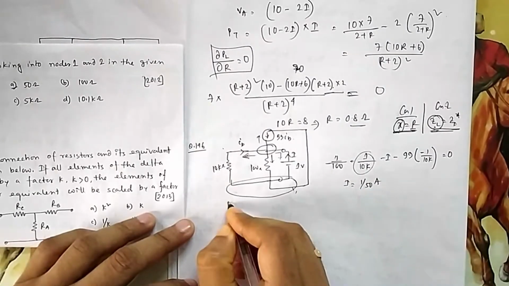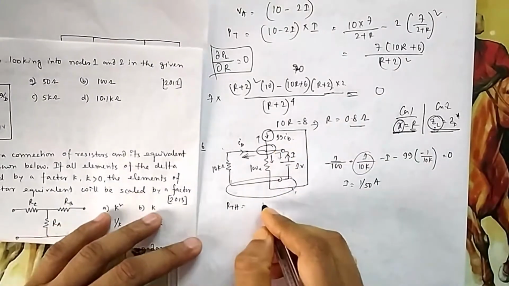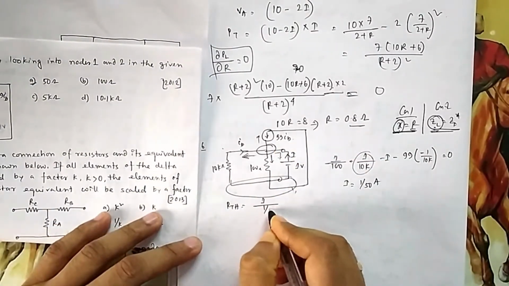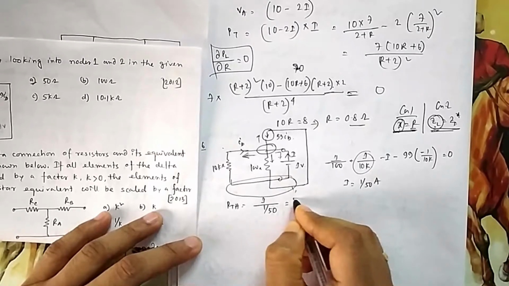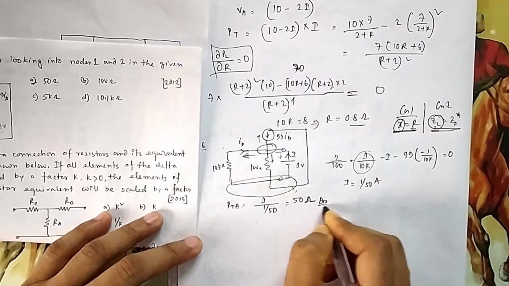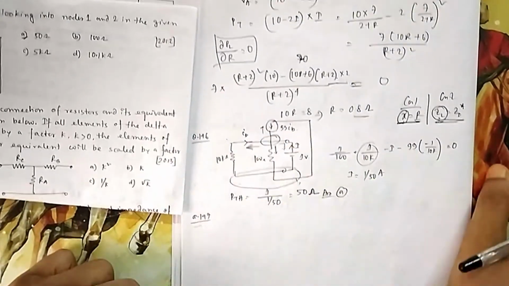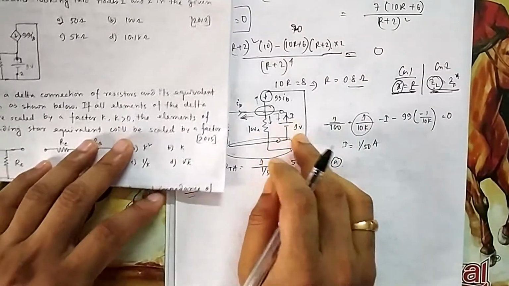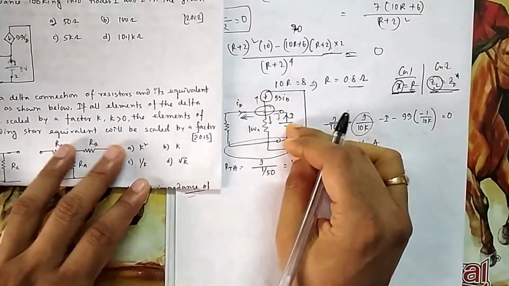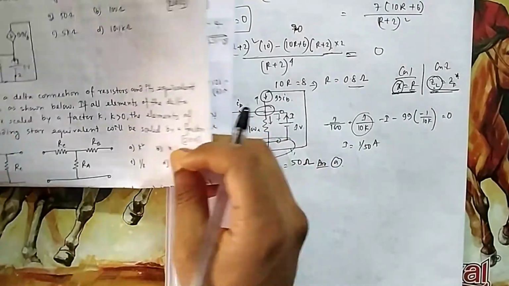So the resistance that it is seeing from these 2 points will be the voltage you have applied divided by the current it is taking from that source. So it is 50 ohm. That is your option A. So this is the way we deal with dependent sources. Always connect a 1 volt source or a 1 ampere source. If you connect a 1 ampere source, then you calculate the voltage. That's it. In that way also you can do.